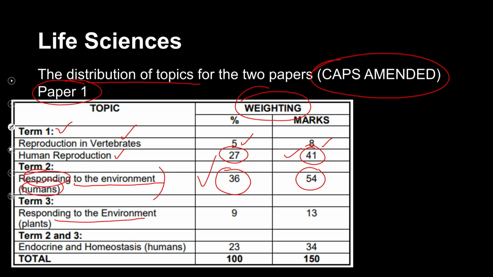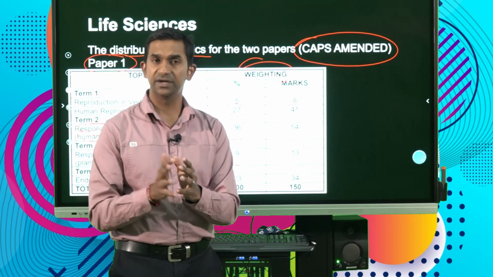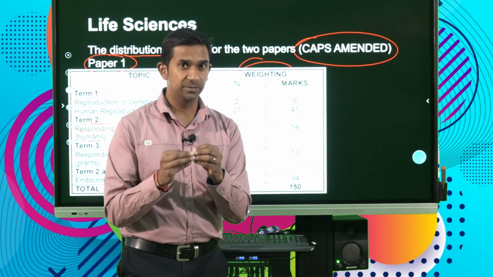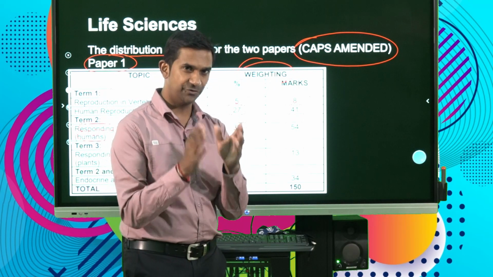Responding to the environment in terms of plants, and this would include your hormones and plant hormones, and that's 9% of paper 1, which is made up of 13 marks. Again, guys, a small section that if you learn really well, you're now able to access those 13 marks because you focused well on them.